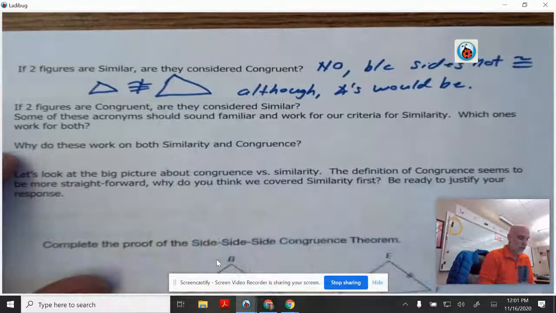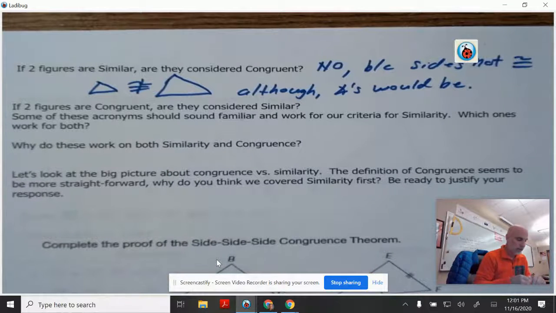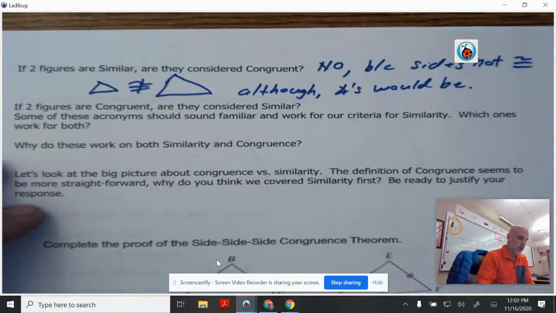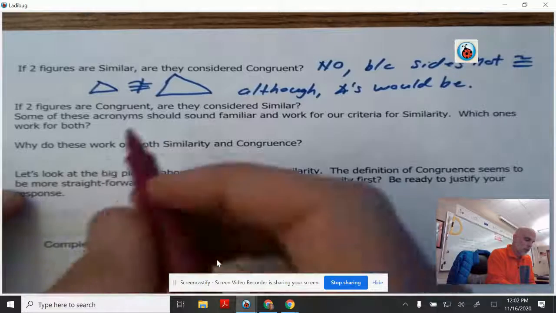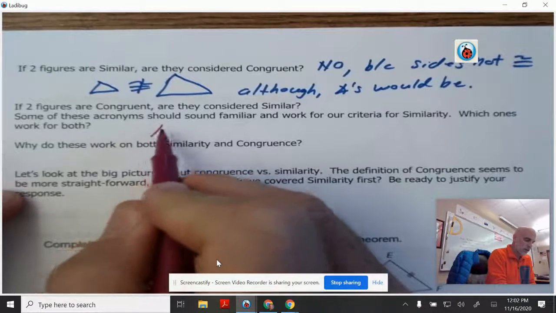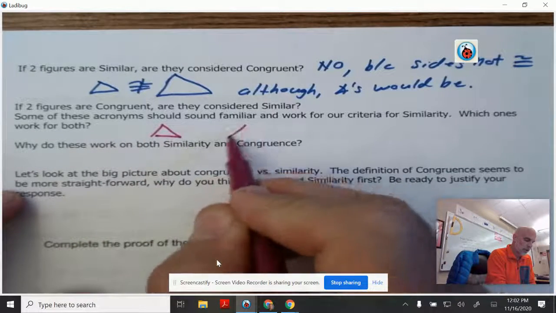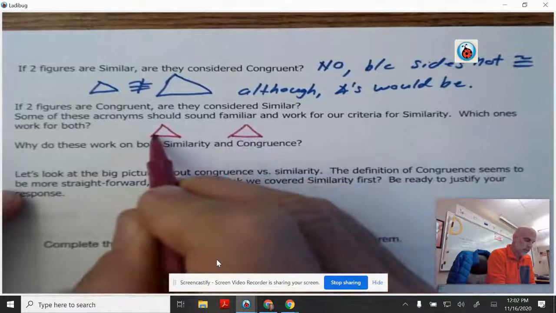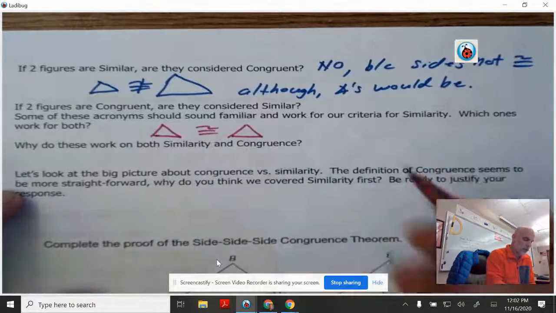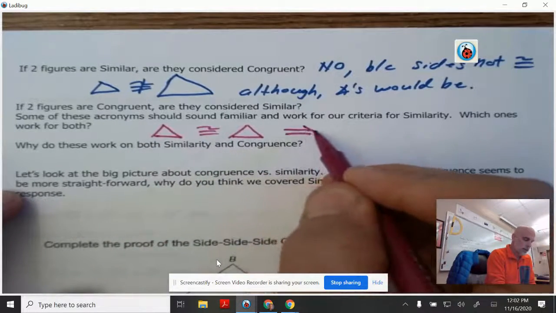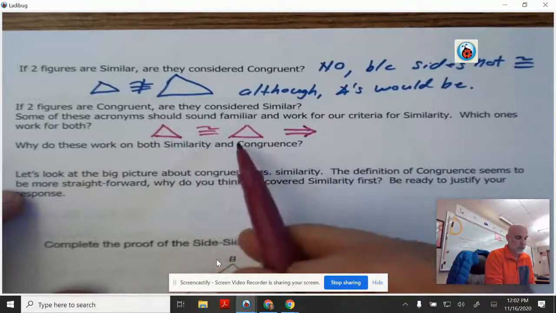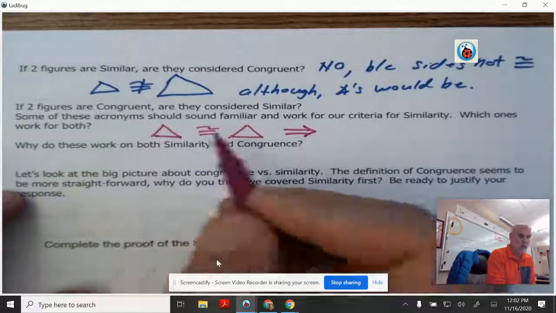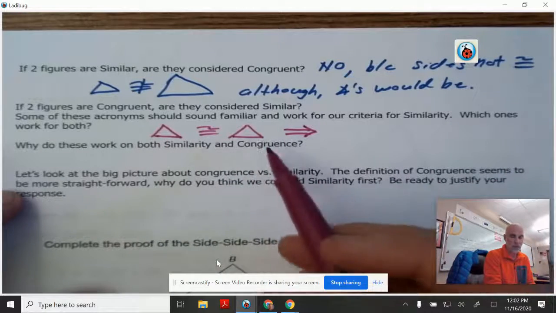All right? So let's answer the other way. If two figures are congruent, are they considered similar? So we need to think about this. Congruent. So if I had two, let's draw two of them that are exactly the same size. Okay. If these are congruent, then let's think about the definition of similarity. Remember, similar, all the angles had to be the same. Oh, well, if they're congruent, all the angles are going to be the same. So that part checks out.